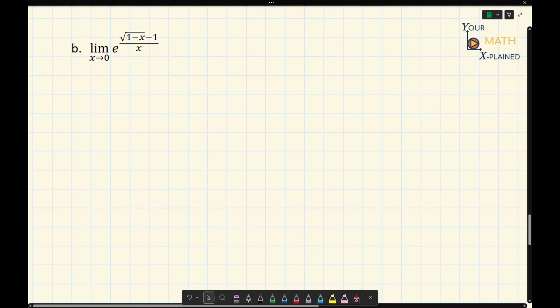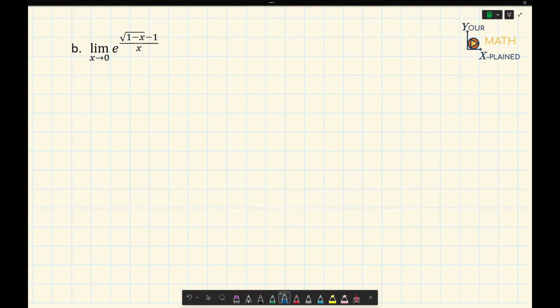For our next example, let's take a look at what the outside and inside functions are. So here, our outside function f of x is equal to e to the power of x. And then our inside function g of x is equal to the square root of 1 minus x, minus 1, over x. Now, f of x is a continuous function everywhere because e to the x is continuous everywhere. So that's why it doesn't matter what g of x is equal to, our outside function is going to be continuous there.